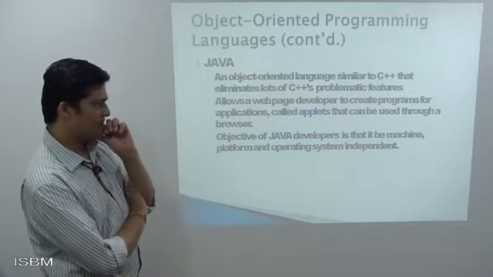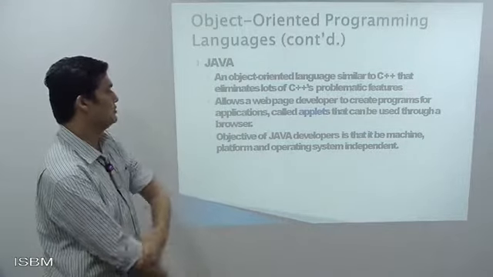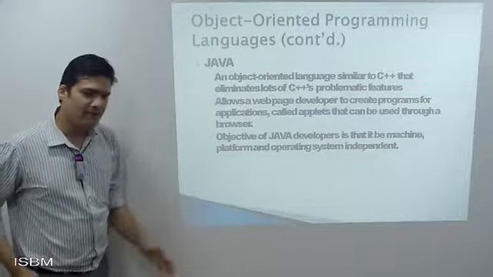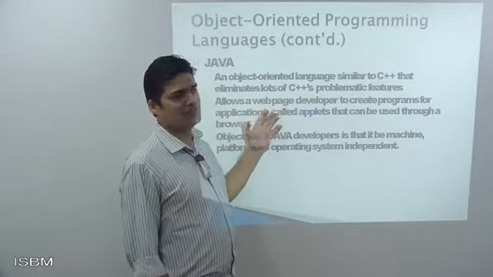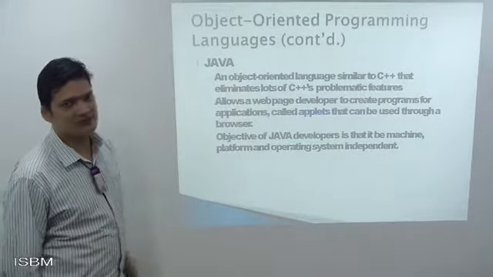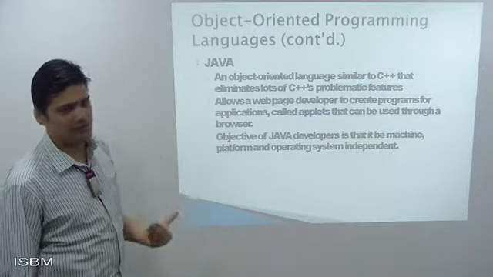It allows the web page developer to create programs called applets that can be used through a browser. Whatever web applications we see nowadays, most of them are being developed with Java, and they use features which are not available in C++. That is a drawback of C++. We cannot use it for web applications.